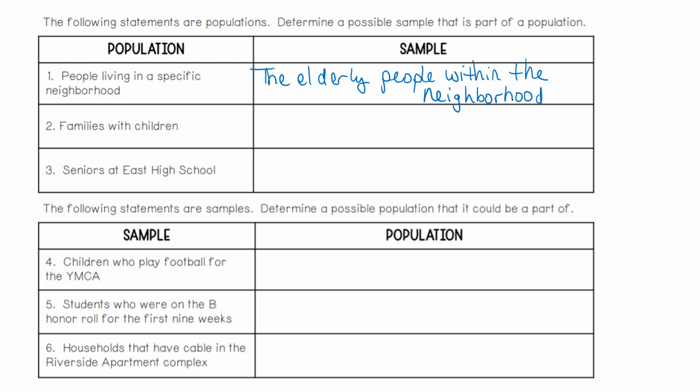Number two, a population is families with children. A sample could be families with only one child. Remember, the population is a large group. The sample is a subset or a subgroup within that. Seniors at East High School is the population. And a sample of that could be seniors who drive their cars to East High School.